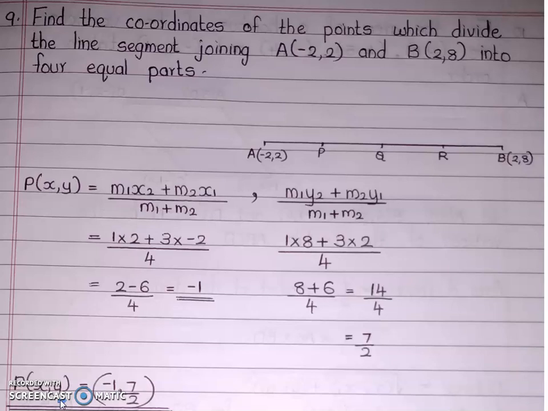Here a line segment is divided into 4 equal parts by certain points. If you want to divide a certain line segment to 4 equal parts, how many points you need? You need 3 points. Here I have marked it as P, Q and R. Here you can see that P and R will divide the line segment AB in certain ratio and Q will be the midpoint. Q will be the midpoint.